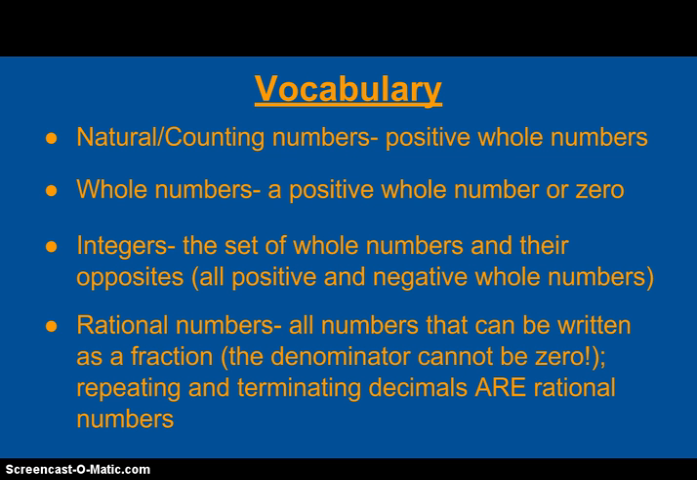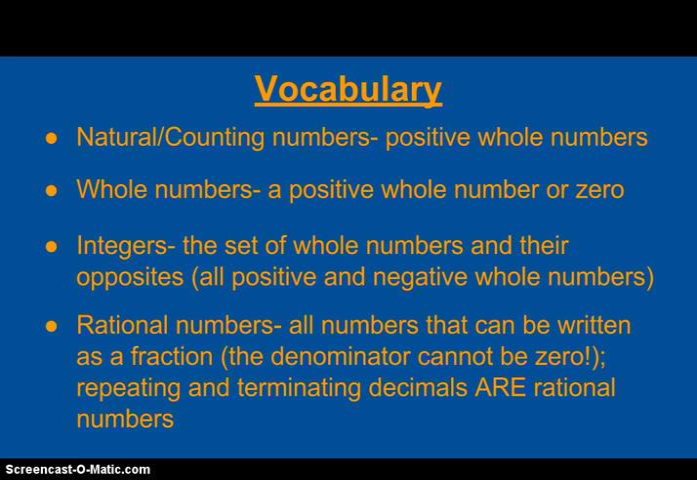Finally, we have the definition for rational numbers. Rational numbers are all numbers that can be written as a fraction, and the denominator in that fraction can never be 0 in order for it to be a rational number. So for instance, the whole number 2. Last year we learned that we can write the whole number 2 as a fraction by putting it over 1. So since we can write that whole number 2 over 1 as a fraction, that means it is a rational number.